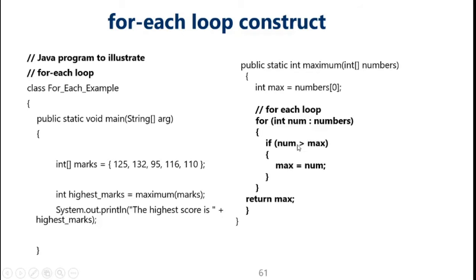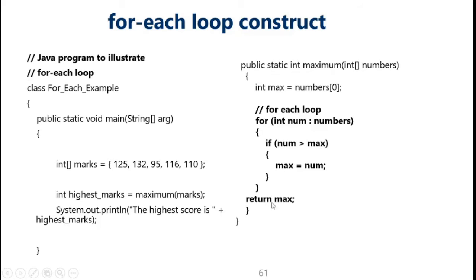116. So 116 and 132 are compared. Again the value will be false. Then num will store value 110. So num will store value 110 and max has value 132. Comparison will be done. Max is greater, so this condition will be false. So at the end, max has value 132.